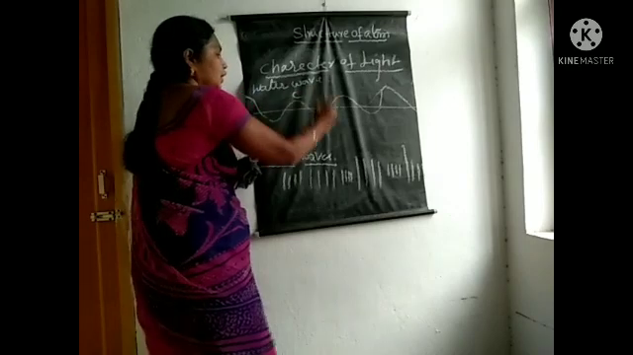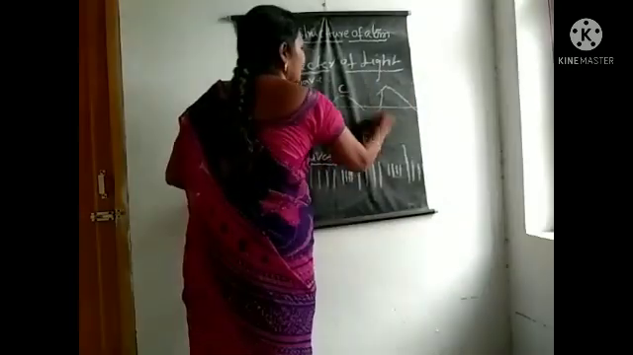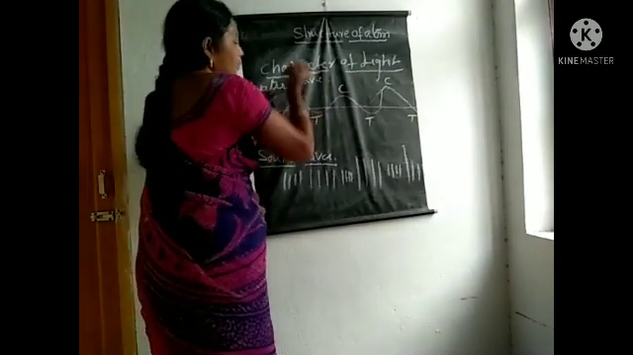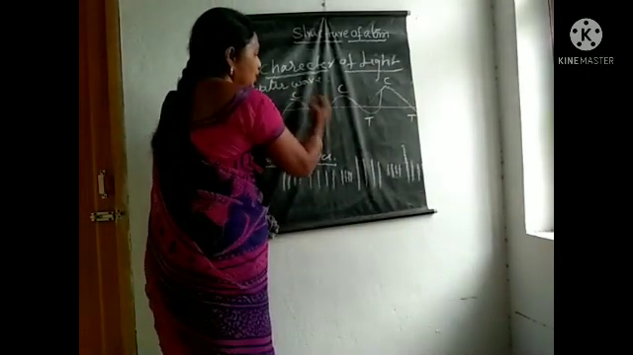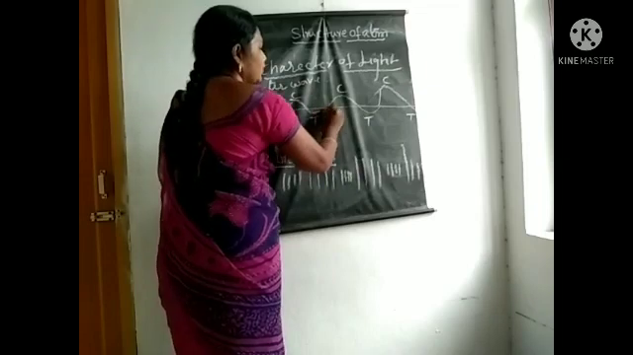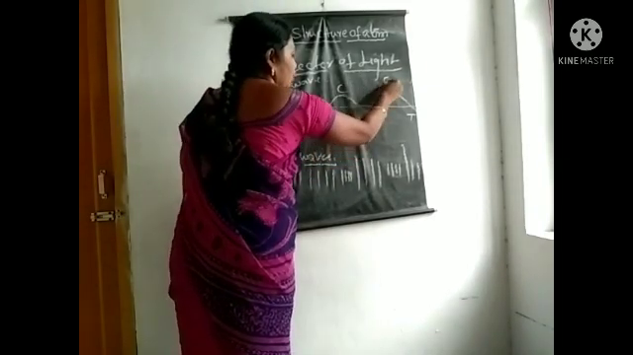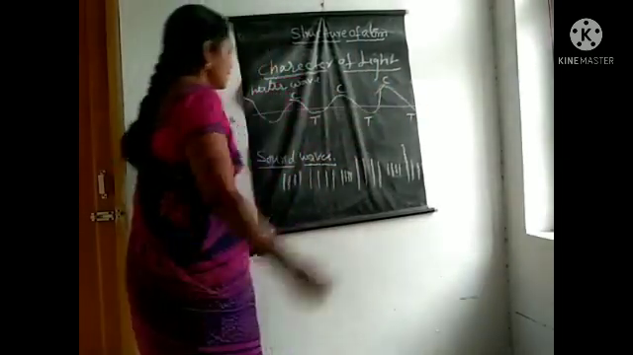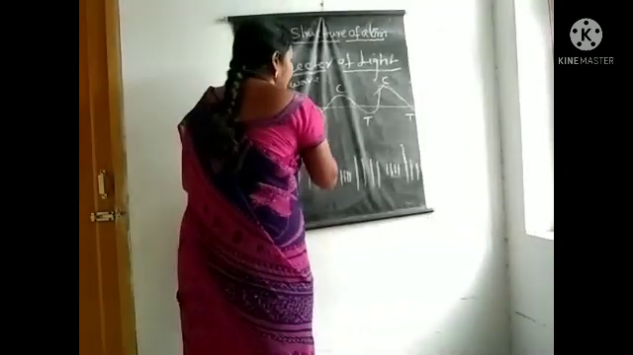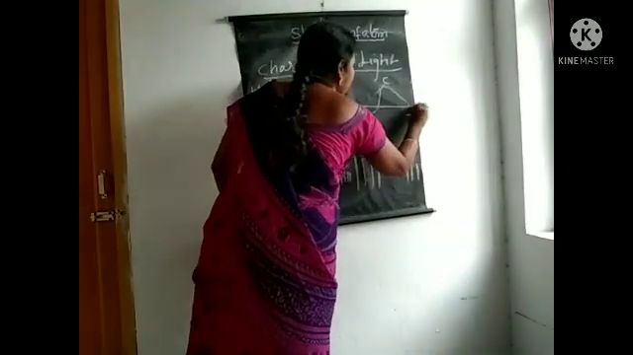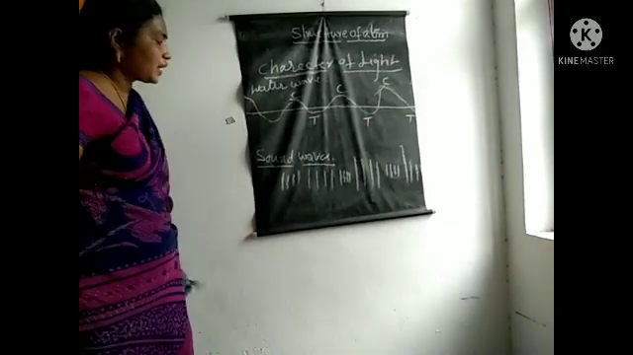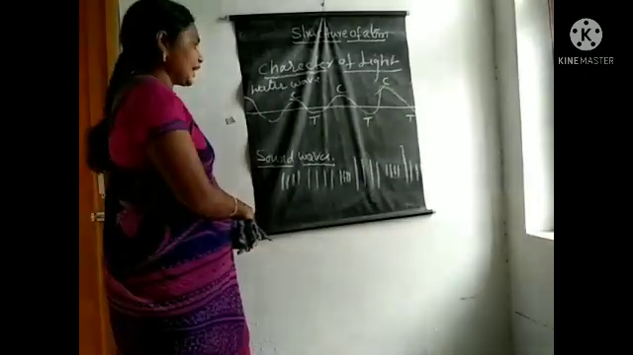The wave forms crest, trough, crest, trough, crest and trough. The highest peak point is known as the crest, and the lowest part is the trough. This is the medium of propagation. Here, sound waves are produced like this.